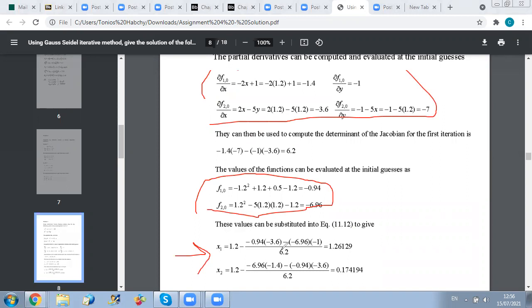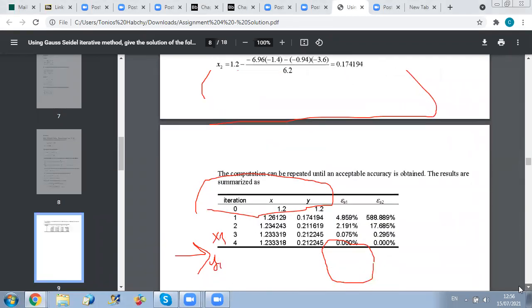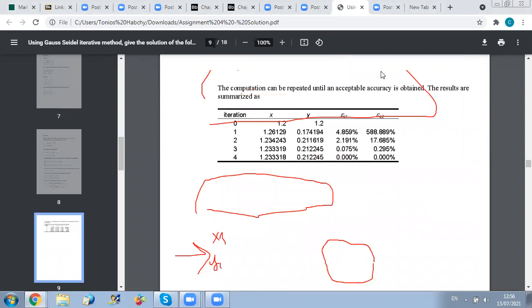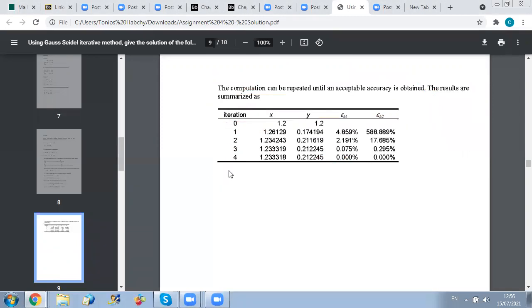This will be the values of x, if you want here it's x1, x2, or x and y if you want, because here the variables are called x and y. So this is x at first iteration, this is y at first iteration, okay? And now these values will constitute the new values that will be used in the next step, okay? So I will continue to iterate, and you can see here the iterations done.